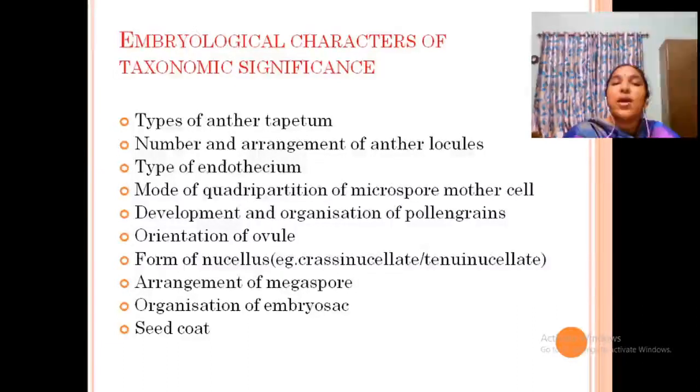Microsporogenesis is important. Ovule, its orientation: orthotropous, anatropous, campylotropous, likewise. Then nucellus and its form, two groups, crassinucellate and tenuinucellate. You know how they are differentiated. That is a peculiar feature of some of the families and genera. Then megaspore, its arrangement. Embryo sac, Allium type. You studied embryo sac, its different types, Polygonum, likewise. Then seed coat also. These are the special features under embryology we are considering.